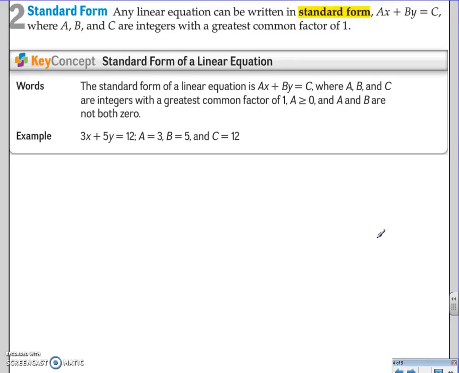Also, you need to know about standard form. It's ax plus by equals c. There are 3 conditions. I'll just write them in my own words. Condition 1 is you cannot have any fractions or decimals. So no fractions or decimals.